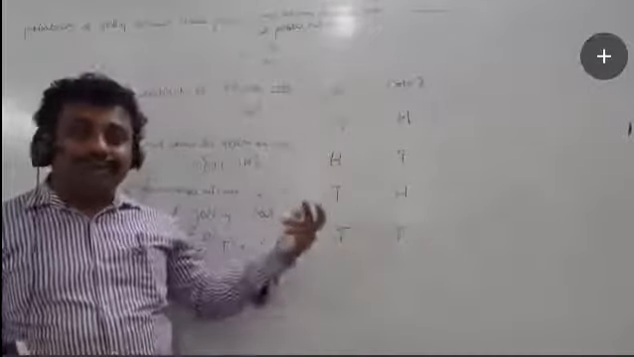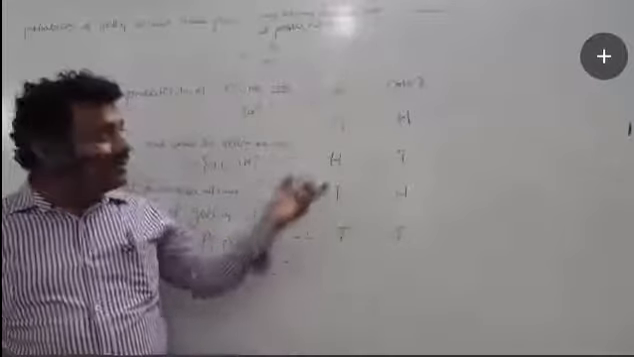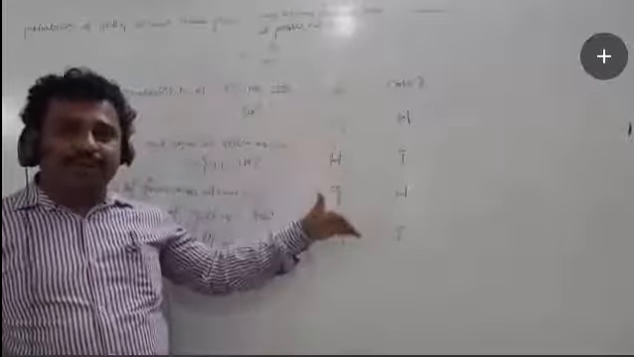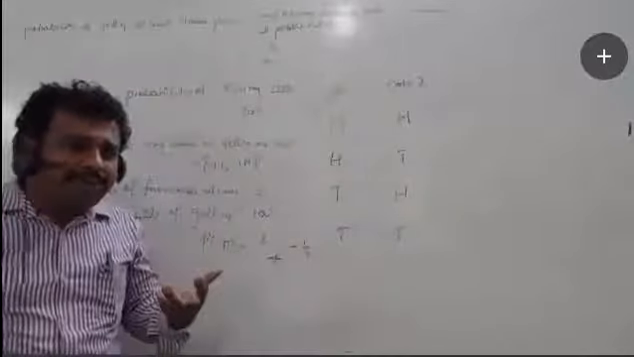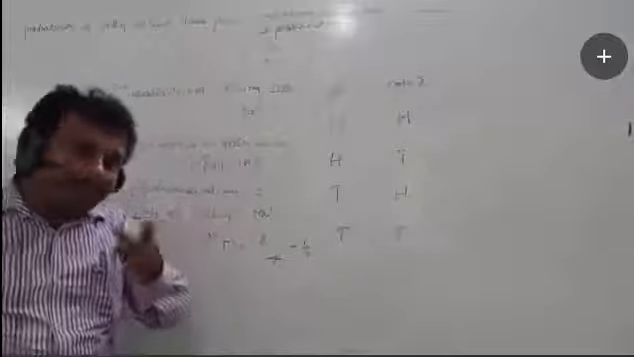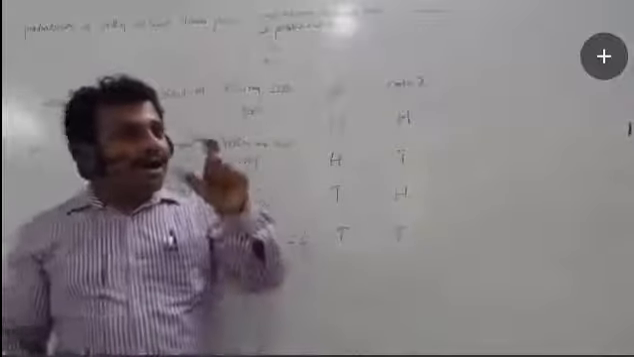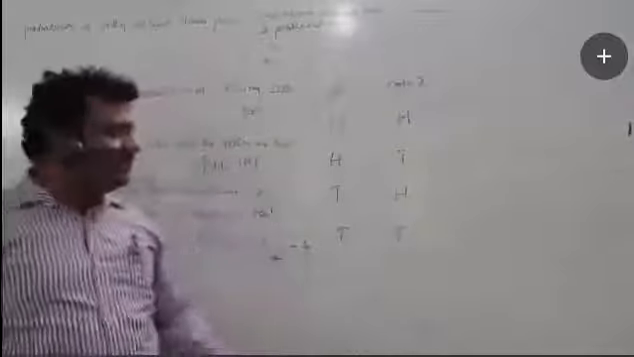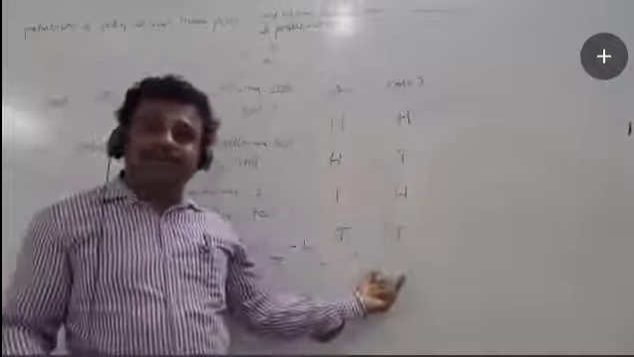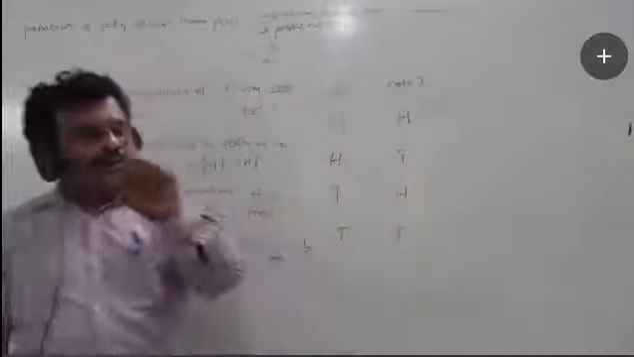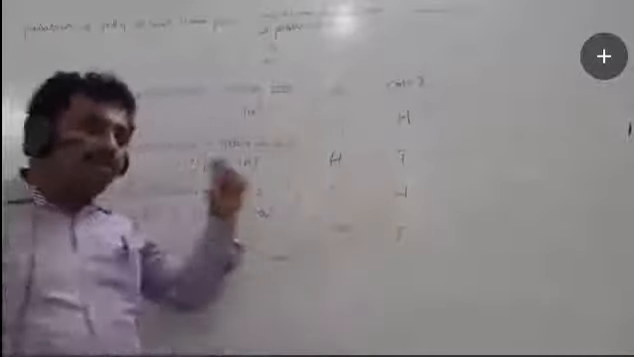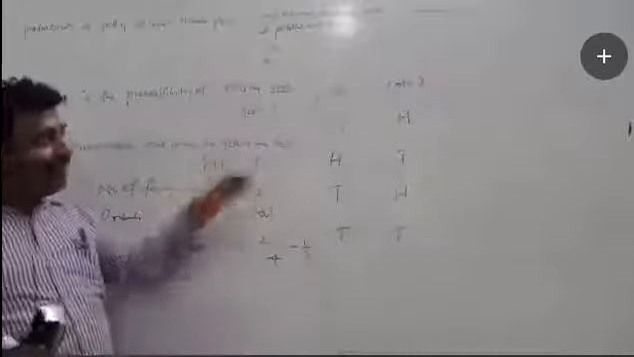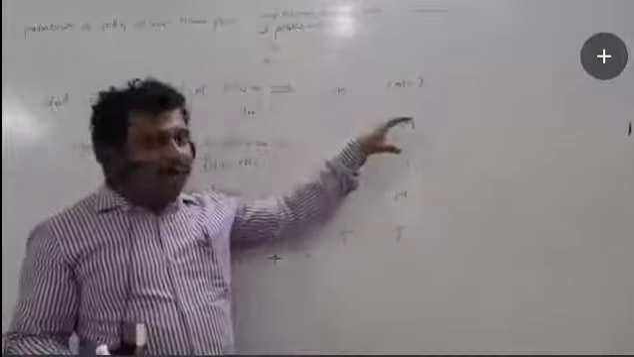When we toss 2 different coins, what is the probability of getting 2 tails? Remind the formula: number of outcomes favorable to E by number of all possible outcomes. So getting 2 tails, the number of favorable outcomes is 1, the number of all possible outcomes is 4, that is 1 by 4. Good, students.